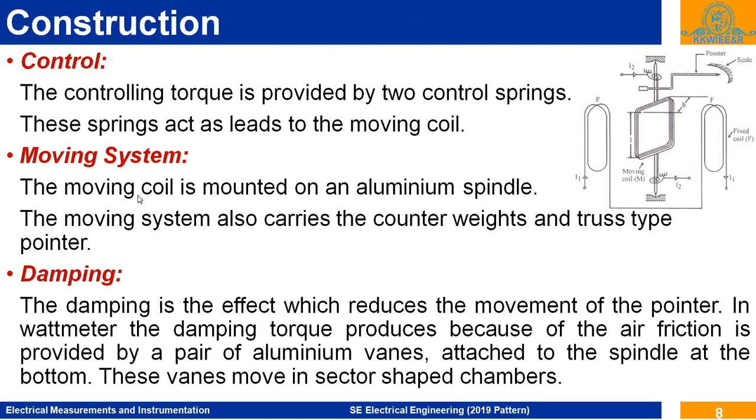Next is the moving system. The moving coil is mounted on an aluminum spindle. So in the moving system, there is a spindle, there is a control spring, there is a coil, and this total assembly is held in the jewel bearings. It is made light so that the friction is minimum.